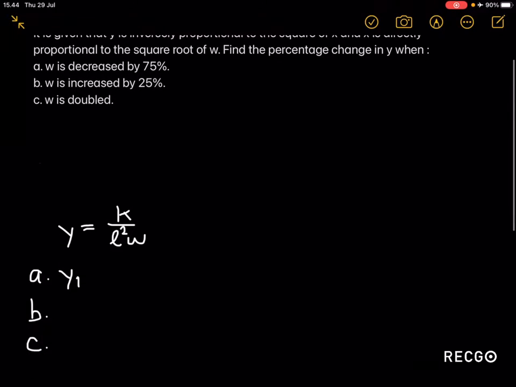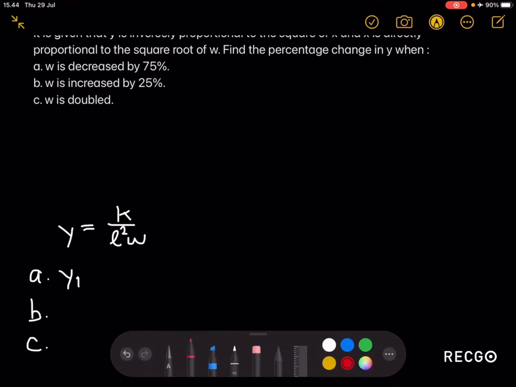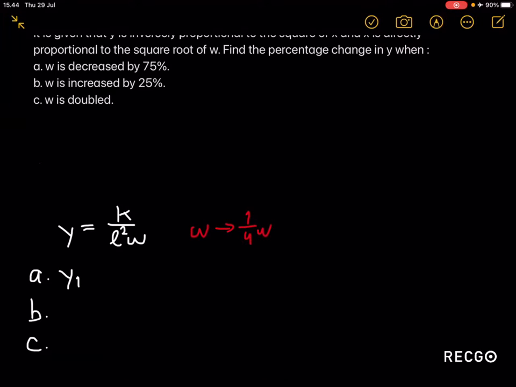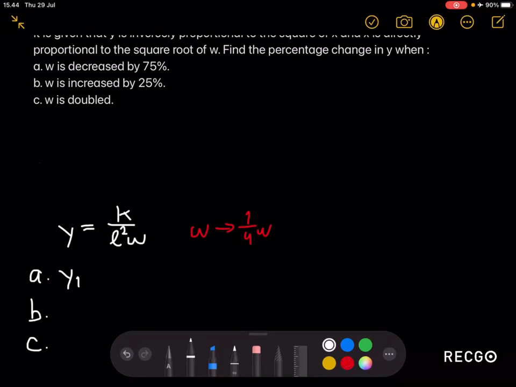So for part A, what happens when w is decreased by 75%? Or in other words, what happens when w becomes a quarter of its value? Well, we can substitute our new value of w into the equation for y, and I'll just call our new value of y to be y1.